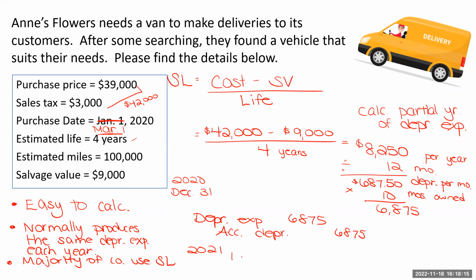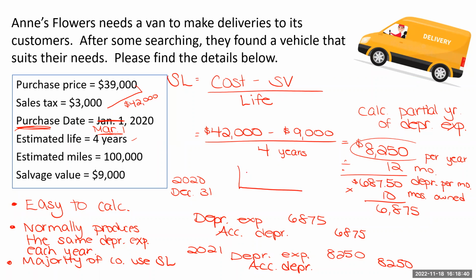Assuming we had it all year, your journal entry would be for the full year amount, 8,250, 8,250. So that's why I said it normally produces the same expense every year. The only reason why it wouldn't would be in that year of purchase if you bought it not on January 1st.